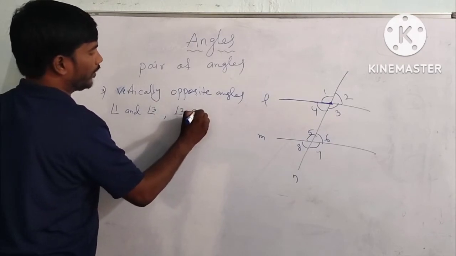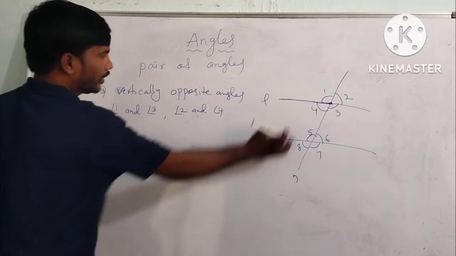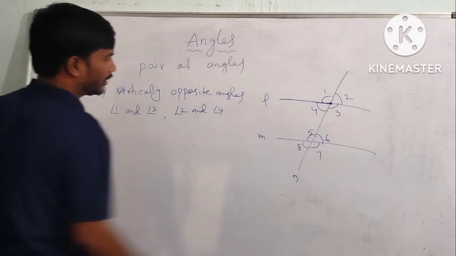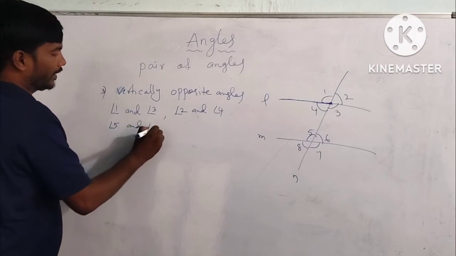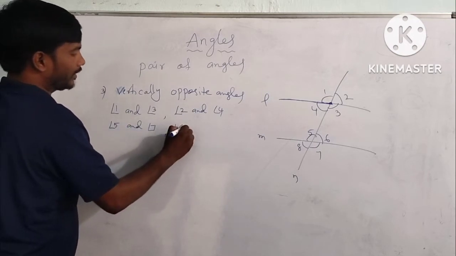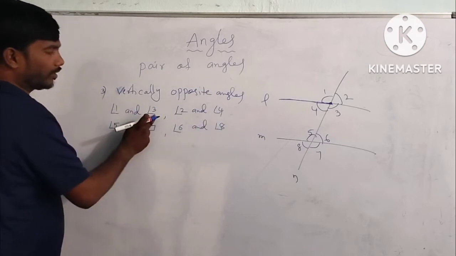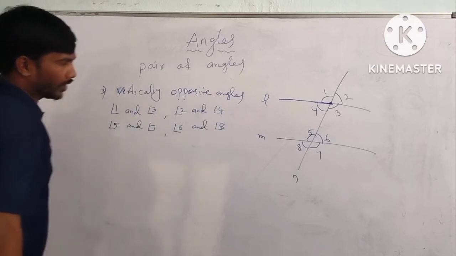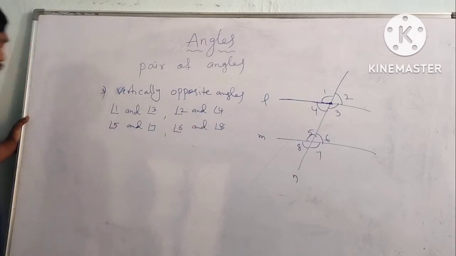Angle 2 and 4 are vertically opposite. Next, which others are vertically opposite? Upside, downside: angle 5 and angle 7, angle 6 and angle 8. So 1 and 3 are vertically opposite, 2 and 4 vertically opposite, 5 and 7, 6 and 8. So these all are vertically opposite angles.